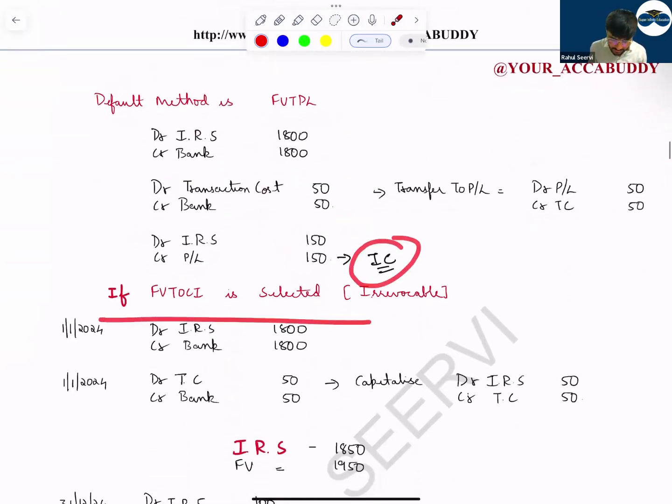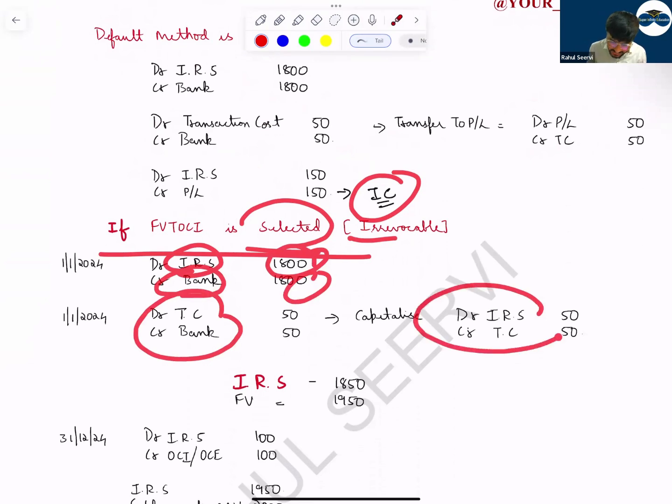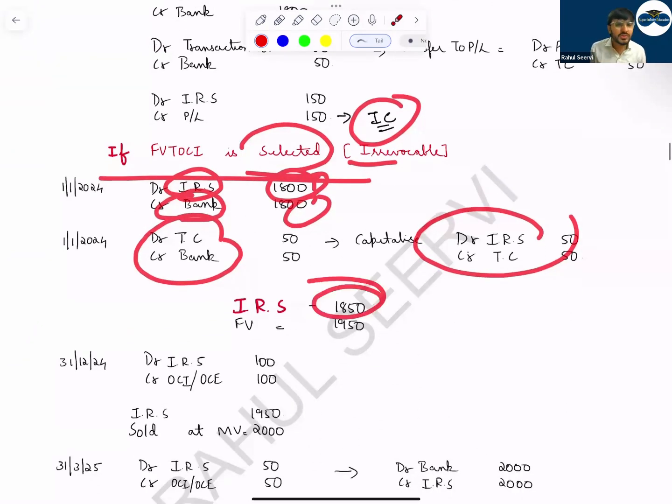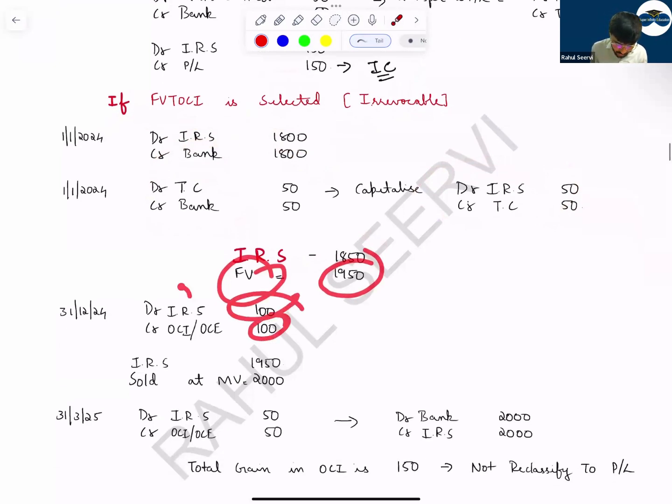investing category. If fair value through OCI is selected, an irrevocable option, then debit investment, credit bank. Transaction cost will be capitalized. So your value will become how much? 1,850. And fair value is 1,950. Whatever is the difference, where will you record? The difference you will be recording in OCI.